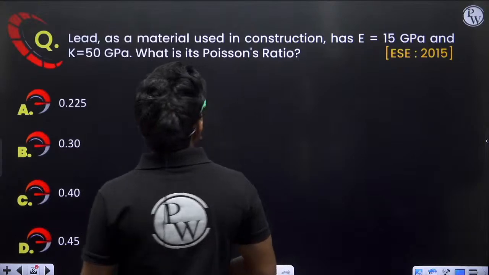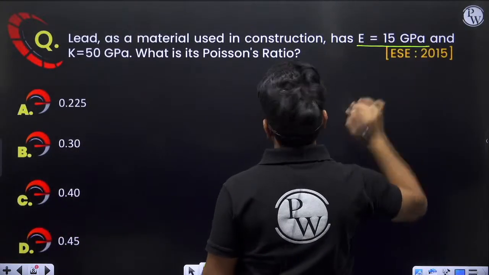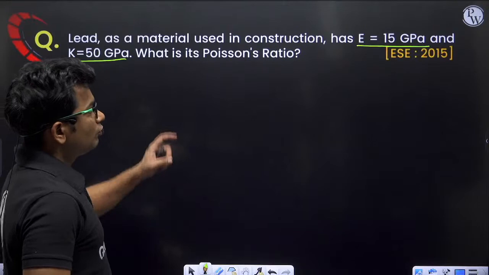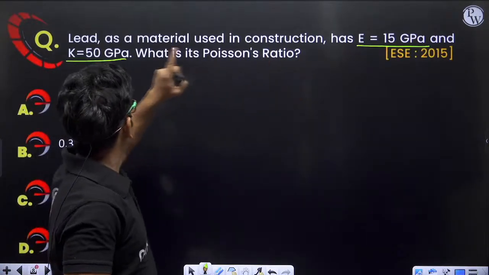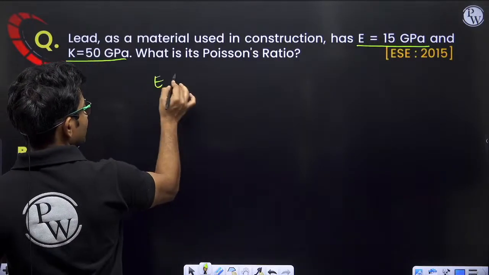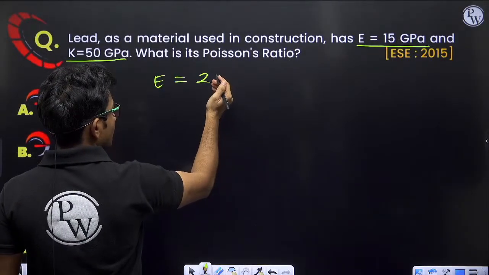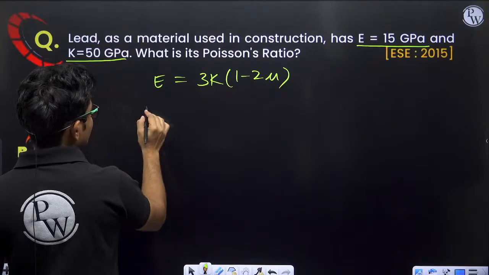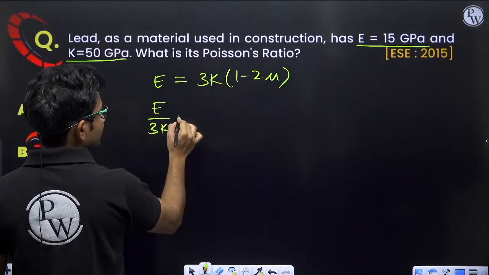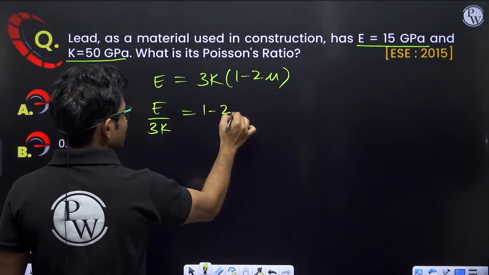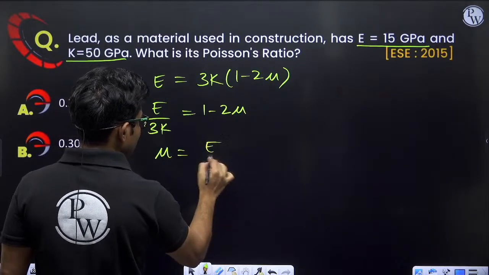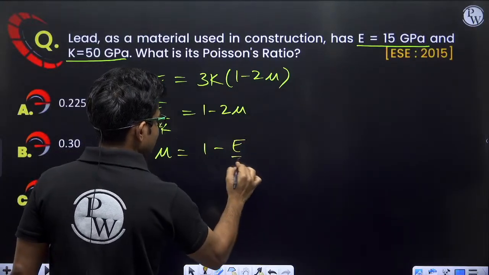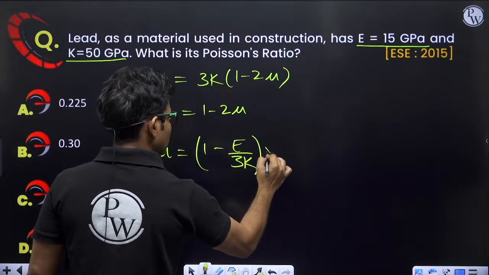Lead as a material used in construction has Young's modulus 15 gigapascal and bulk modulus 50 gigapascal. What is the Poisson's ratio? Okay, so what is the relationship between Young's modulus, bulk modulus and Poisson's ratio? The relationship is E is equal to 3K into 1 minus 2 mu. From here we have to calculate mu. So E upon 3K is equal to 1 minus 2 mu. So mu is equal to 1 minus E by 3K, whole upon 2, like this.